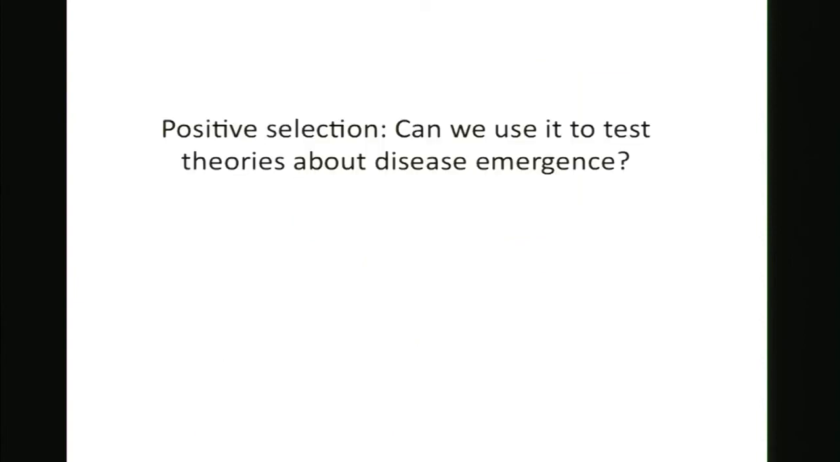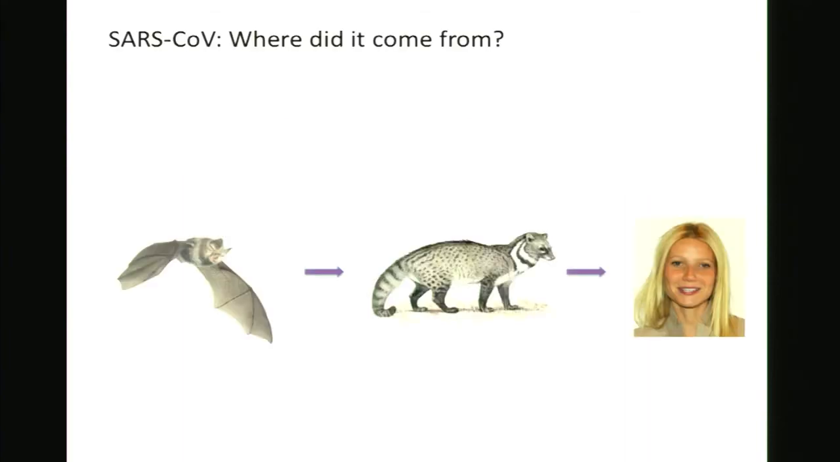OK, so I'm now going to try to extend this tool and tell you that we can actually use positive selection analysis to test theories about disease emergence. So this story involves SARS, which emerged as a new human disease in 2002.